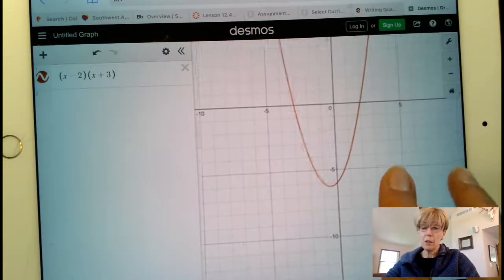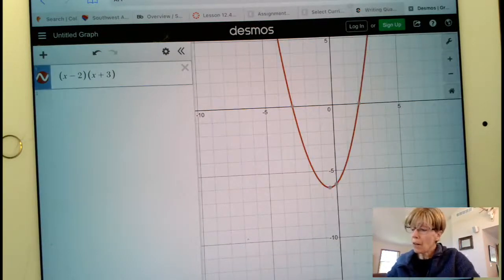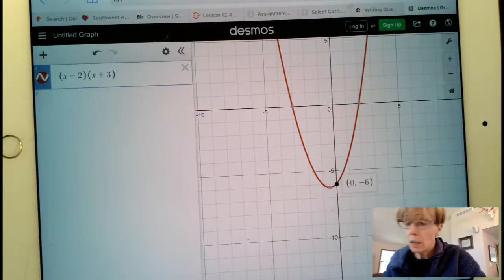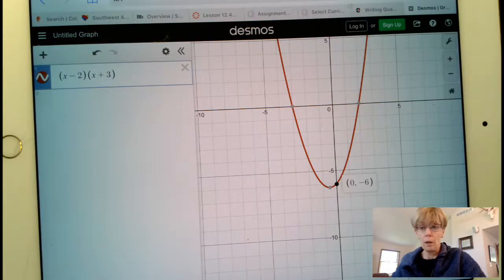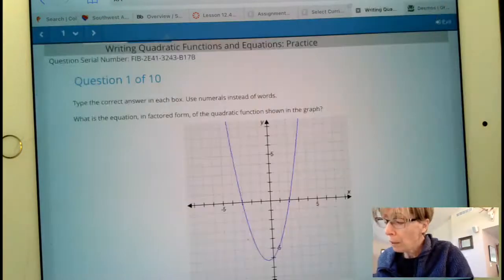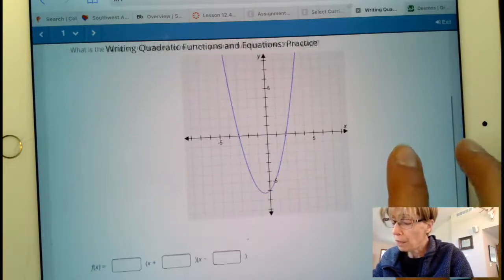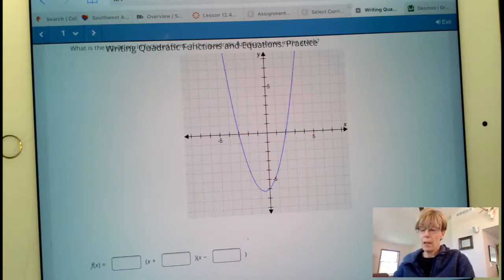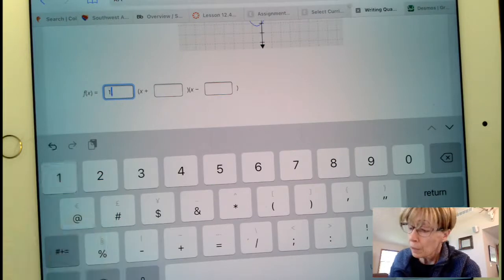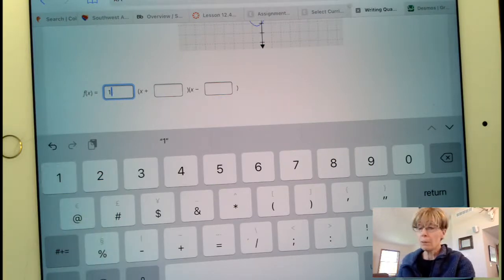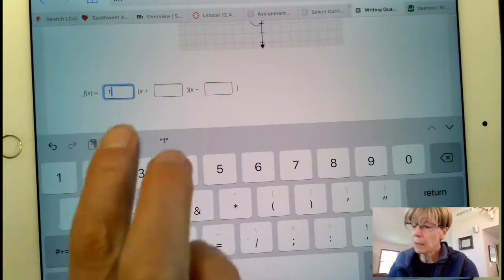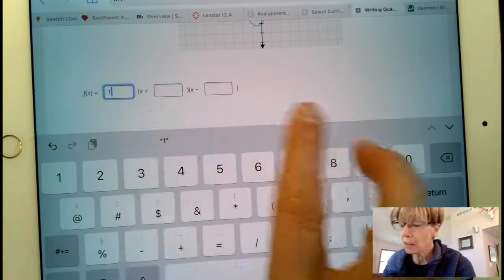So when we come back over here and we fill this in, we don't have to change anything. The number out in front of the parentheses doesn't really even need to be written, but it's going to be a 1. And then be careful because it says x plus and it says x minus. So it's going to be x plus 3 and x minus 2. And I just want to check my work real quick to make sure, and I should be good.